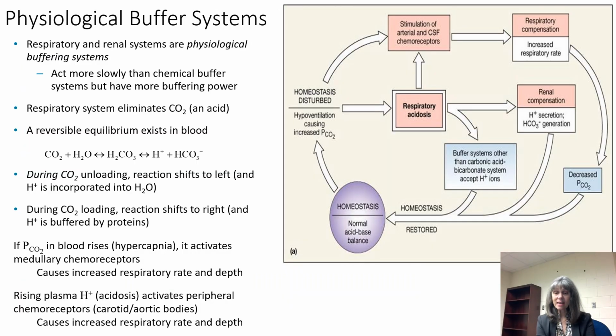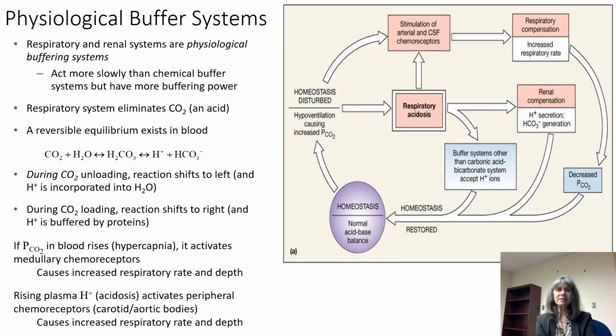Now that we've discussed chemical or metabolic buffer systems, next we're going to take a look at physiological buffer systems. The respiratory system and the renal system are physiological buffering systems because they use the body's function, physiology, to either raise or lower pH, depending on what needs to happen. Now, physiological buffer systems act much more slowly than chemical buffer systems, but they have more buffering power.